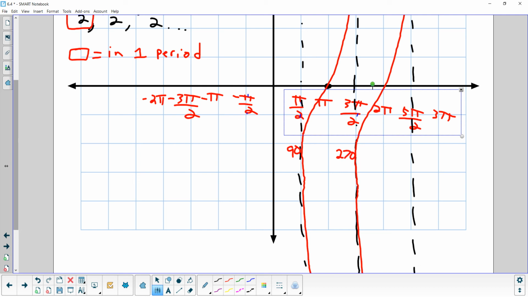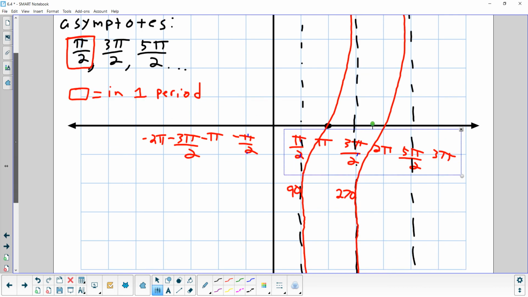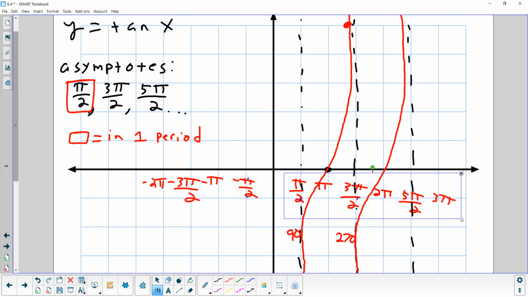Yeah. 180. 180. It's very different than the default cycle for sine and cosine. Sine and cosine have a period length by default of 360. Tangent has a period of 180. That's the normal period for tangent. 180 degrees, or pi. Right? So it naturally cycles a little bit faster than sine or cosine.